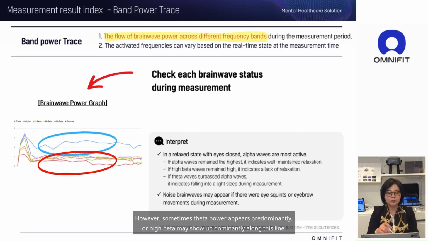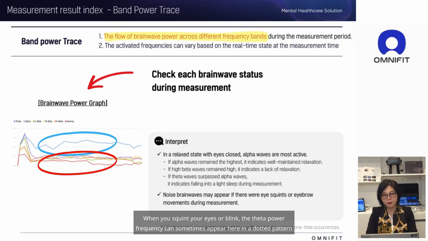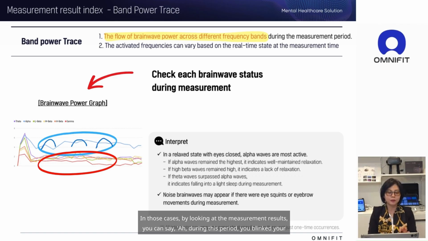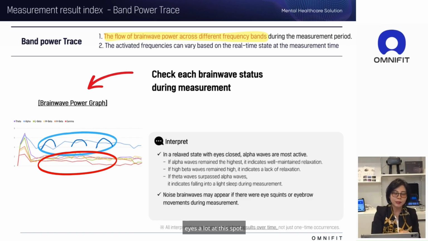However, sometimes theta power appears predominantly, or high theta may show up dominantly along this line. When you squint your eyes or blink, the theta power frequency can sometimes appear here in a dotted pattern like this. In those cases, by looking at the measurement results, you can say, during this period, you blinked your eyes a lot at this spot. You can figure out things like this.